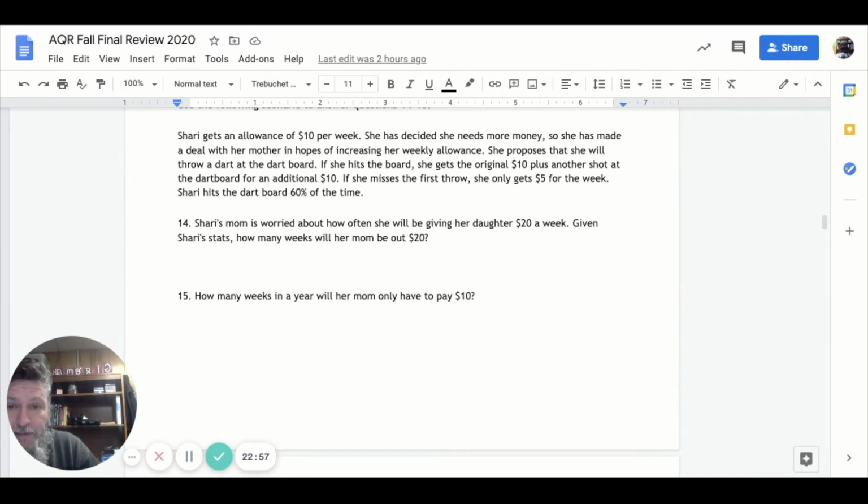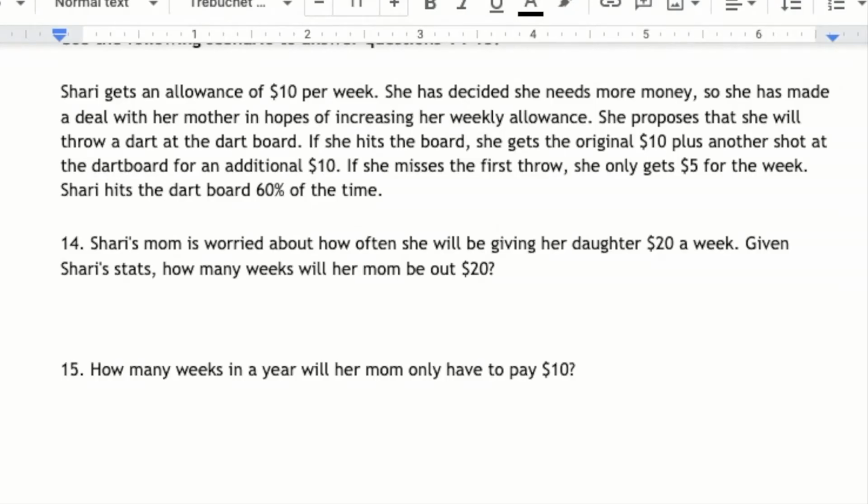Okay? Plus another shot at the dartboard for an additional $10. If she hits the board on the second shot, she adds $10 to it, okay? If she misses the first throw, she only gets $5. Sherry hits the dartboard 60% of the time. So Sherry's mom is worried about how often she'll be giving her daughter $20 a week. Given Sherry's stats, how many weeks will her mom be out $20?